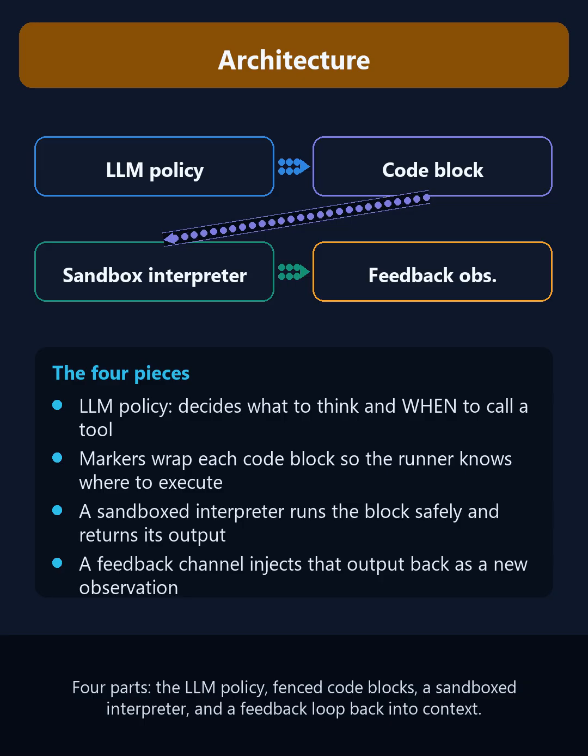Under the hood, four pieces work together. The language model is the policy that decides what to think and when to call a tool. Special markers wrap each code block so the system knows where execution starts and stops. A sandboxed code interpreter runs the block safely and returns its output. And a feedback channel injects that output back into the prompt as a new observation. A stop condition ends the loop once a final answer is produced.